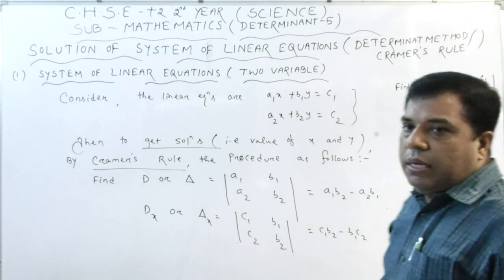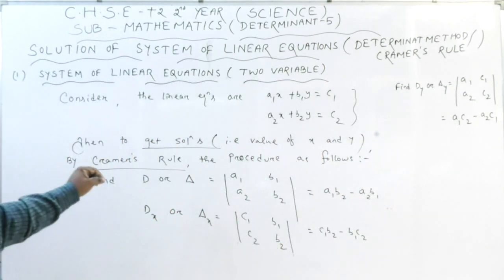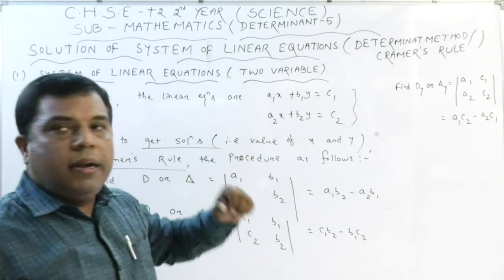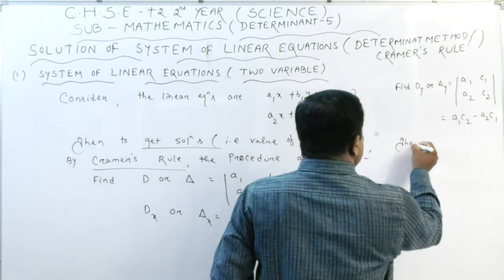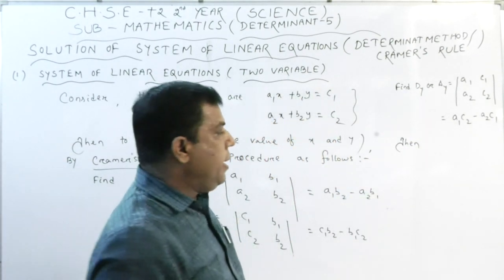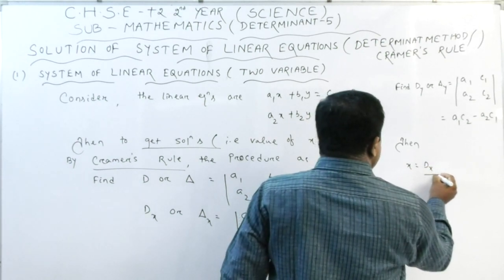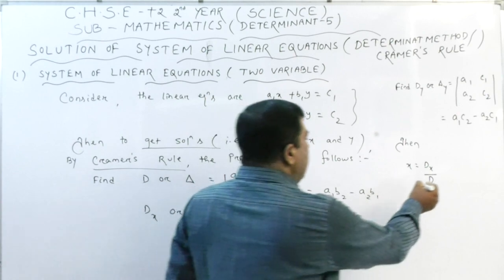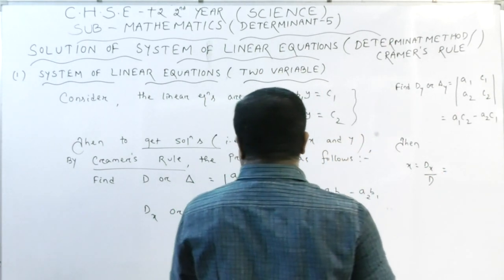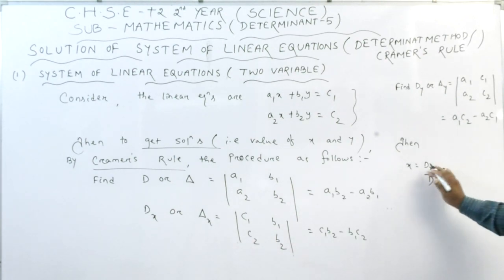Dear students, so in this way we can find the values of D, Dx and Dy. Then the procedure says the value of x equals Dx by D, or del x by del. So what result it gives, what we have to write?